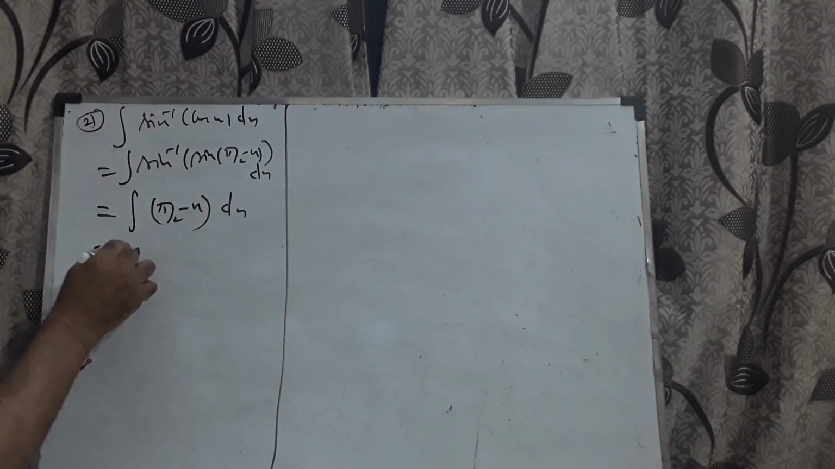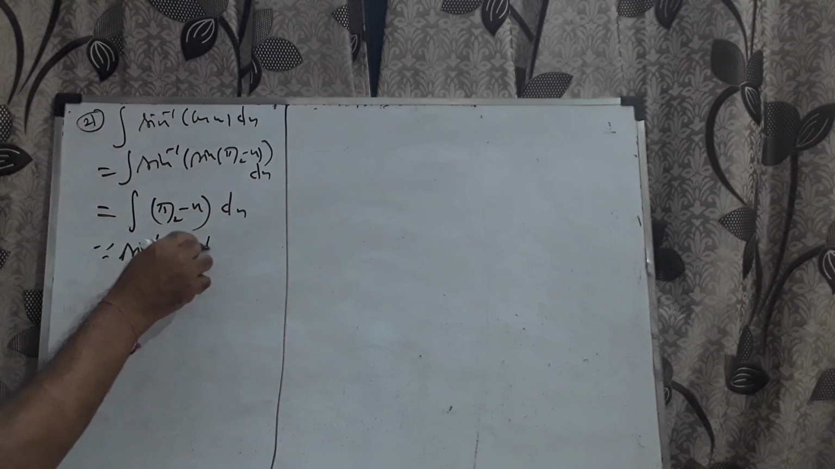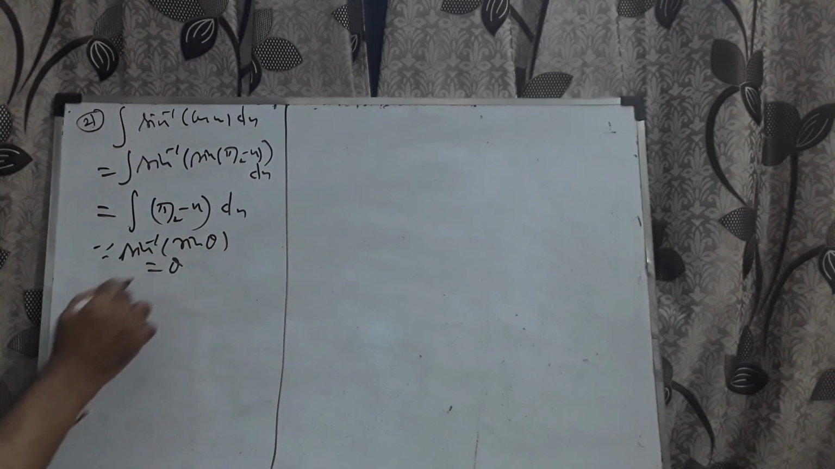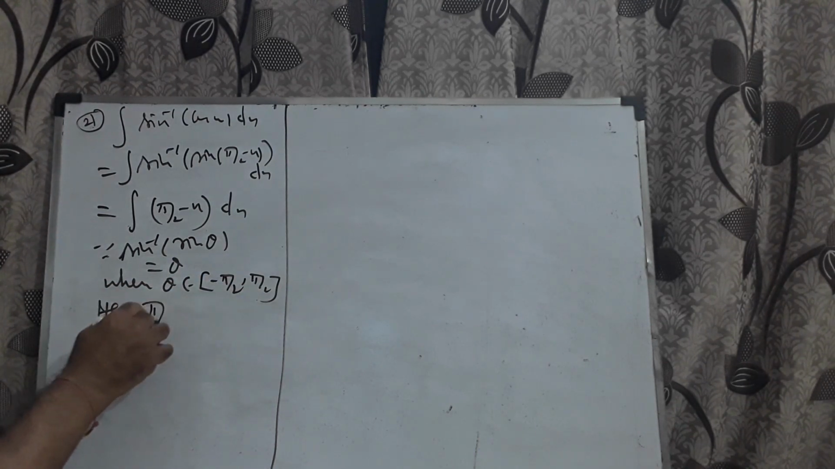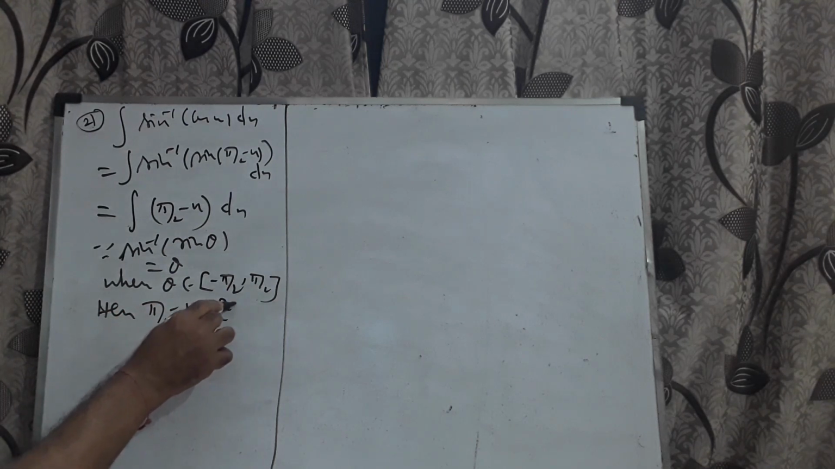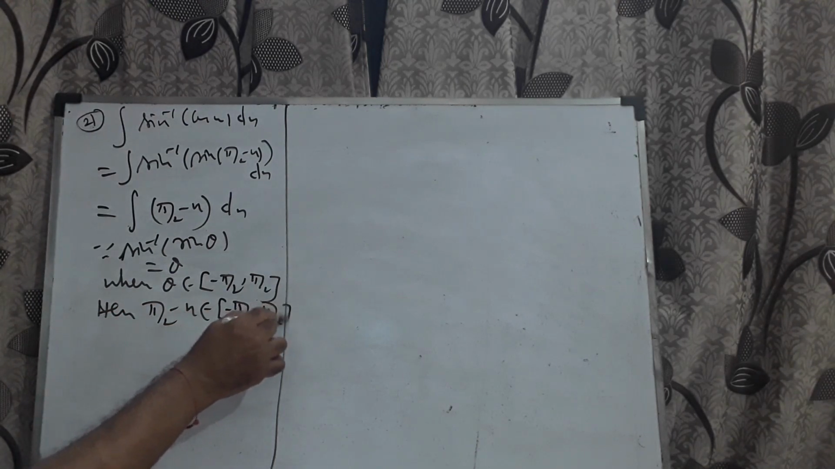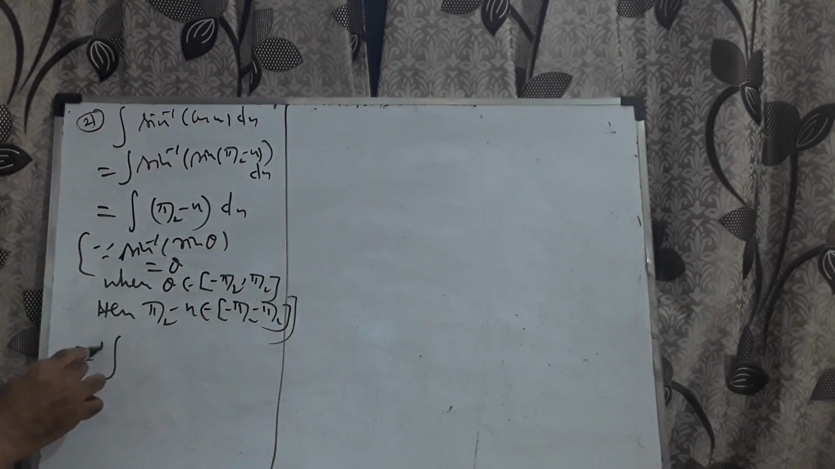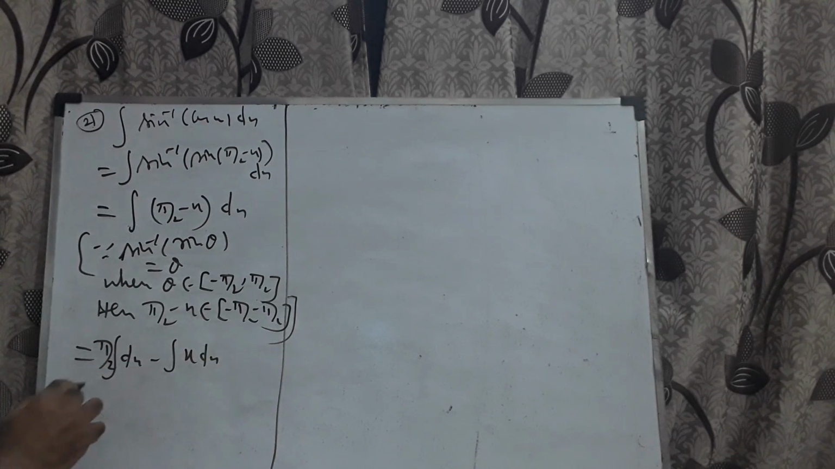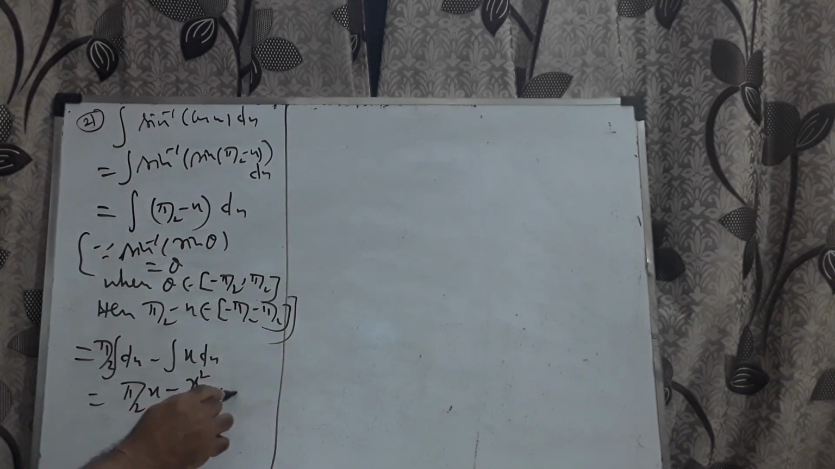Since, just recall, sin inverse sin theta is equal to theta, where theta belongs to the closed interval minus pi by 2 to pi by 2. Here pi by 2 minus x belongs to minus pi by 2 to pi by 2. So this automatically gets reduced to pi by 2 integral dx minus integral x dx, which is pi by 2 x minus x square by 2 plus c.